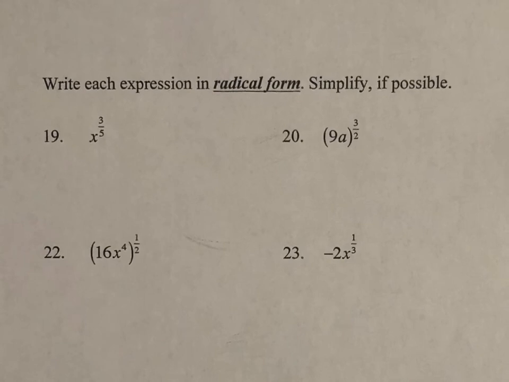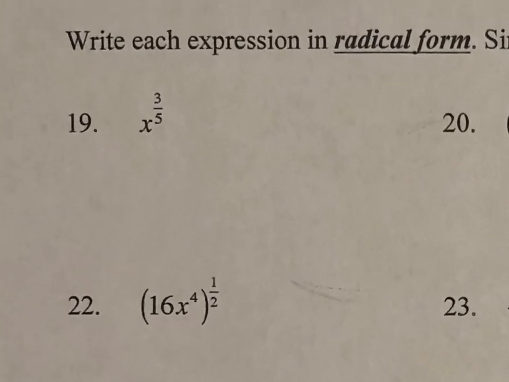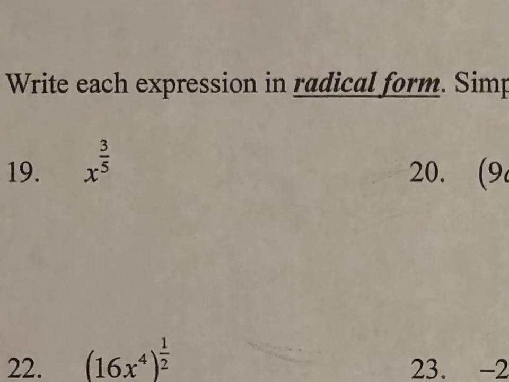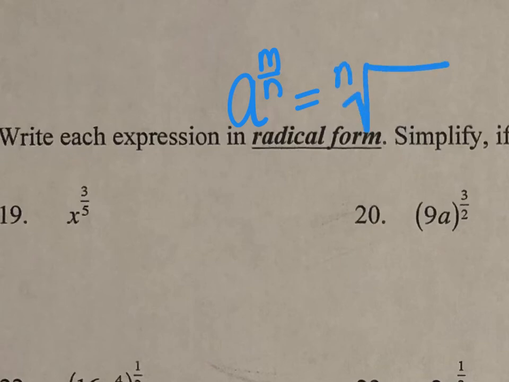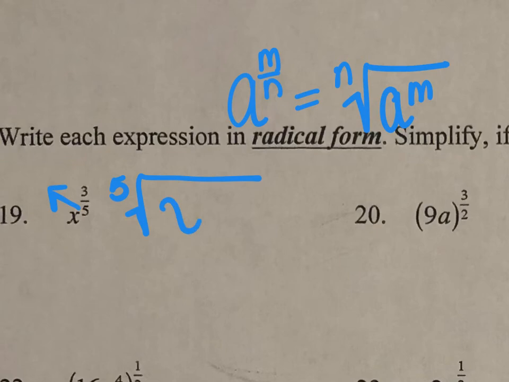Okay, let's go down to the bottom one now. It says write each expression in radical form, simplify if possible. With radical form, we have to remember that if we have a to the m over n, that means we get a radical. The n goes to the outside, and the m stays on the inside with the base. So for the first one, the 5 will go to the outside, and the 3 will stay on the inside.